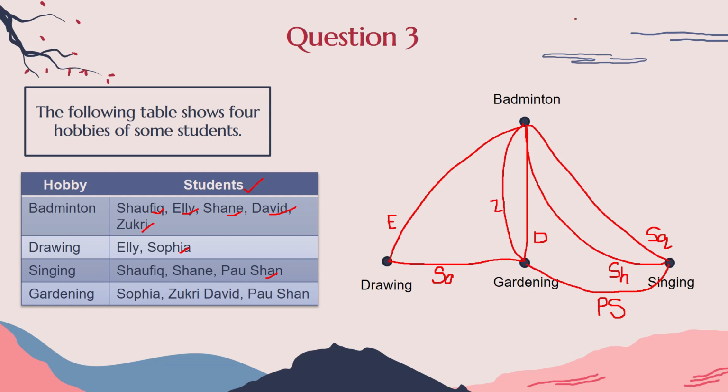You can draw it by using a ruler. I don't have a ruler, that's why it looks like this. This is the graph for this question. Like I said, it's not just in this form only. You can draw it in the form of a square or any kind of form, like this.